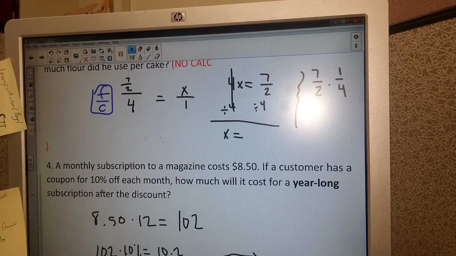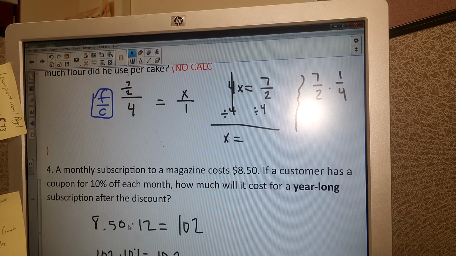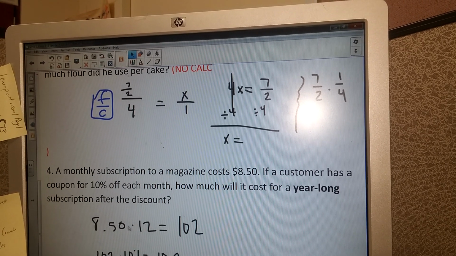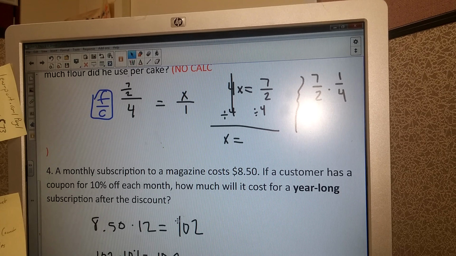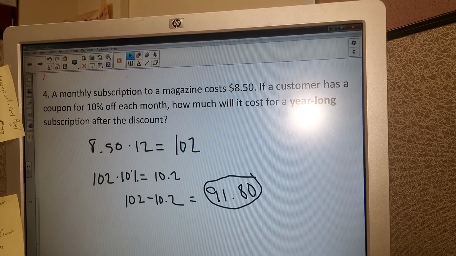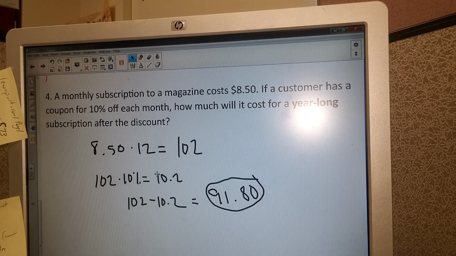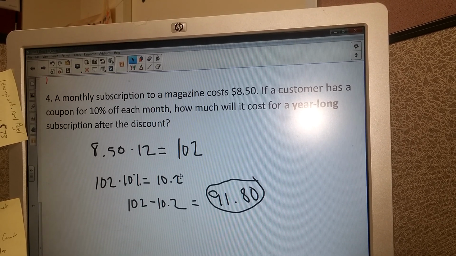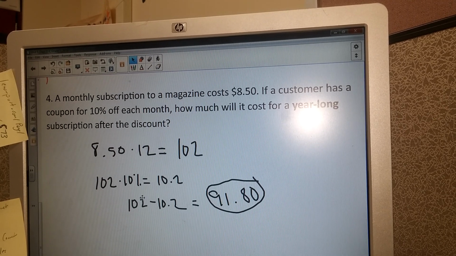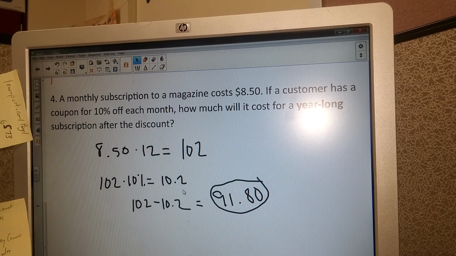The quickest is probably to decide, okay, it's $8.50 per month. There are 12 months in a year. So $8.50 times 12, it's $102 for the year. But we have a coupon for 10% off. So $102 times the 10% gives us a $10.20 discount. That's what the coupon's worth. $102 minus $10.20 is $91.80 for the year.